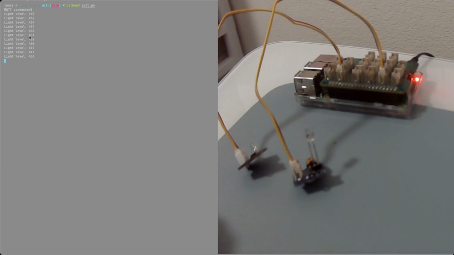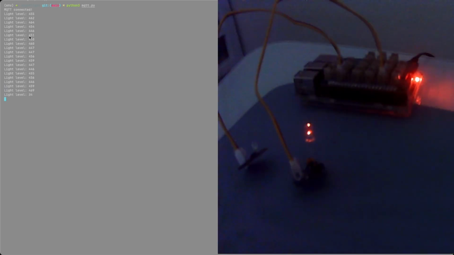When we turn off the light, the light sensor values will dip to less than 300, so the LED will turn on. The light is off and the light sensor values are less than 300, so the LED is turned on.